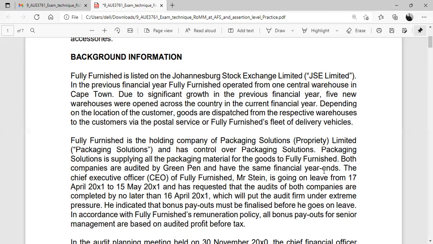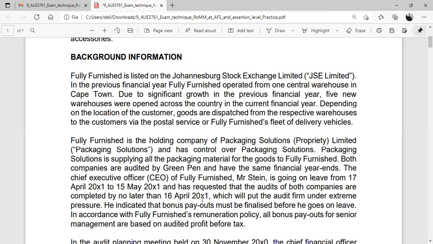Packaging solutions is supplying all the packaging materials for the goods to Fully Furnished, and both companies are audited by Green Pan and have the same financial year ends. The CEO of Fully Furnished, Mr. Stein, is going on leave from the 17th of April 20x1 to the 15th of May 20x1, and has requested that the audits of both the companies, which is the holding company and the subsidiary company, are completed by no later than the 16th of April 20x1.